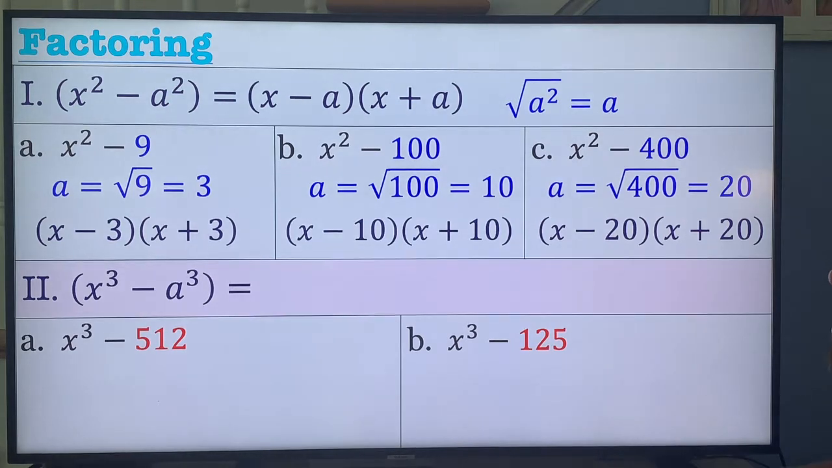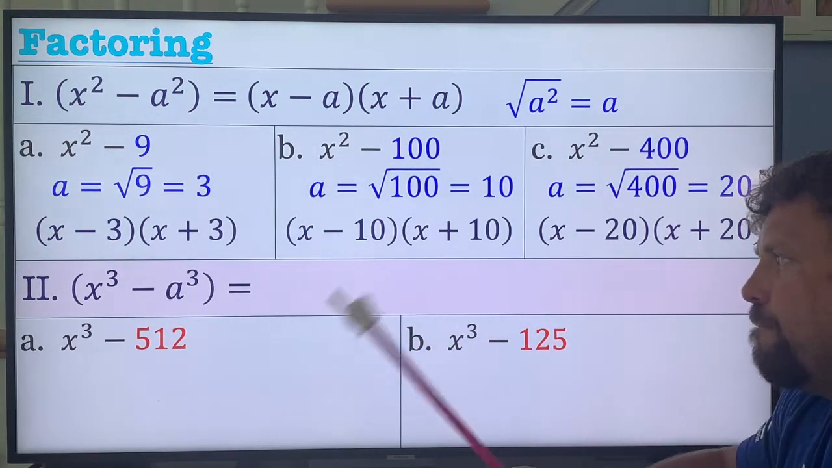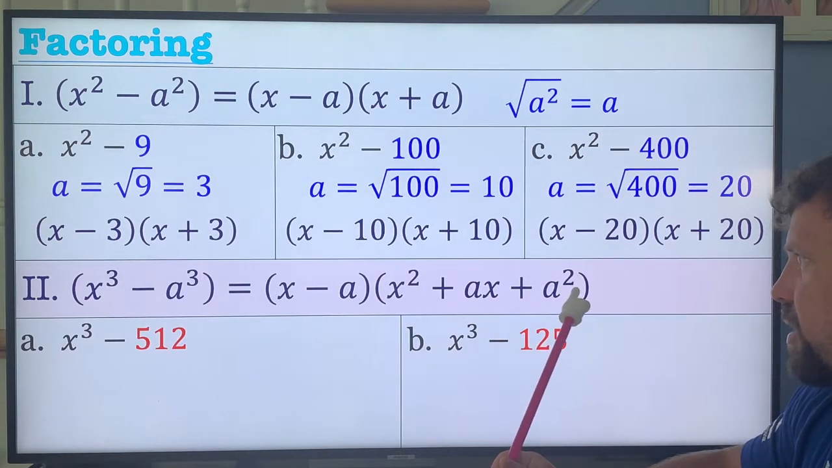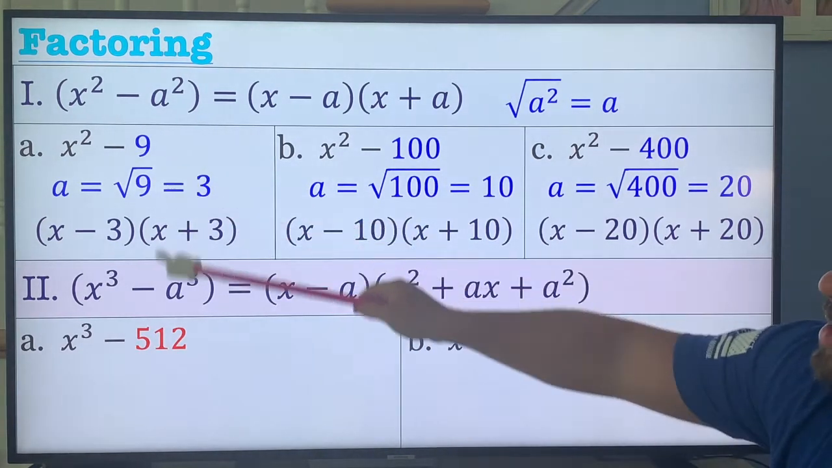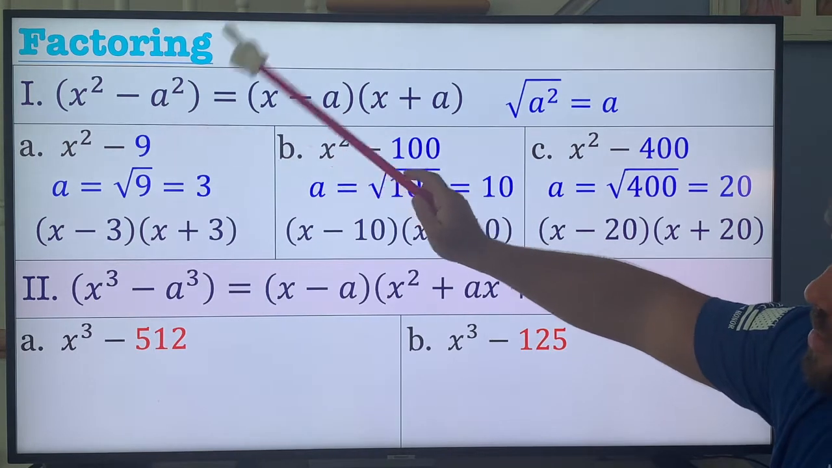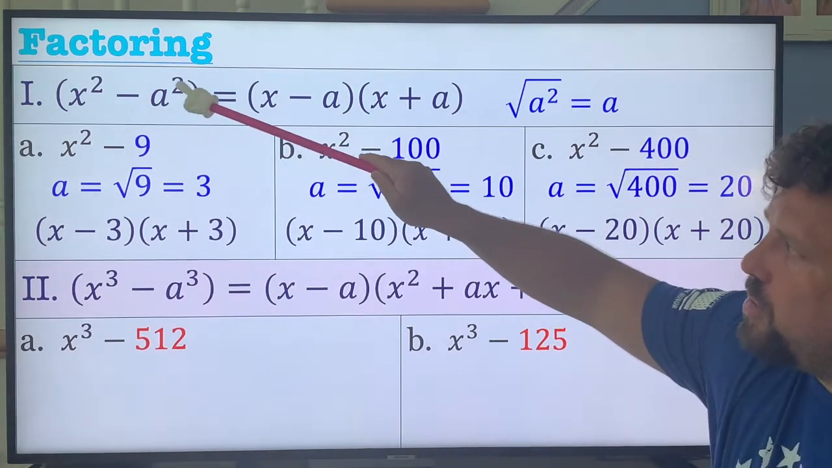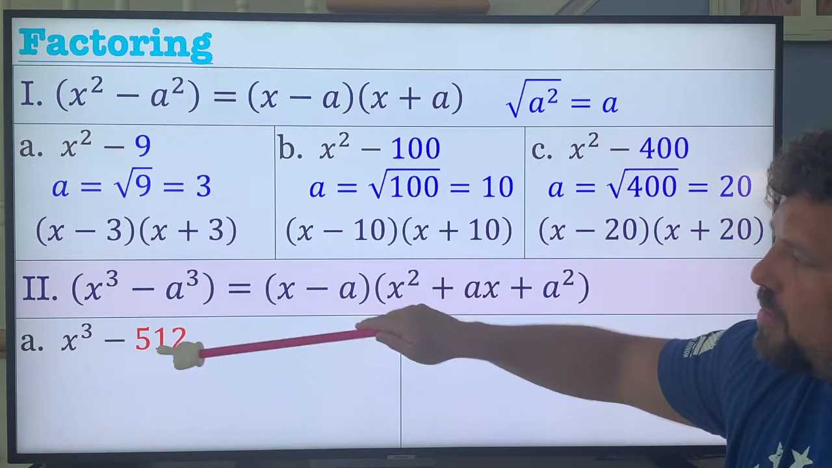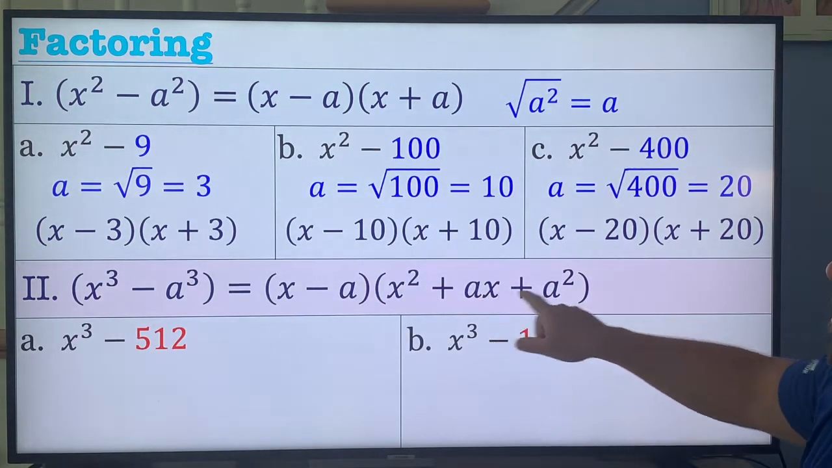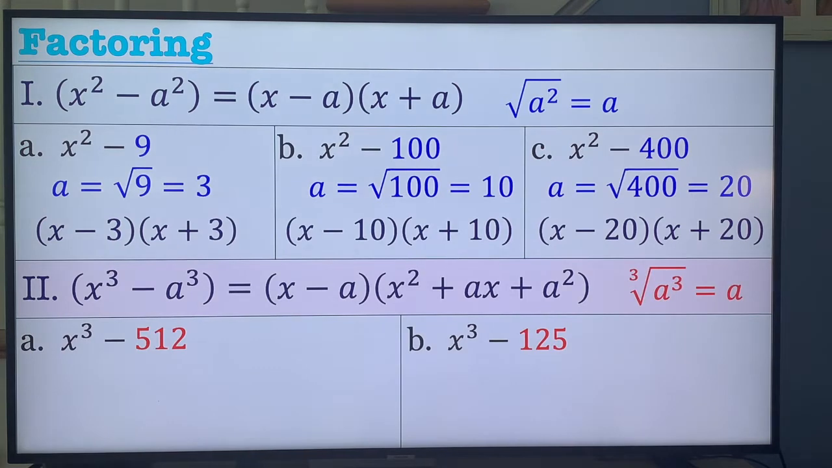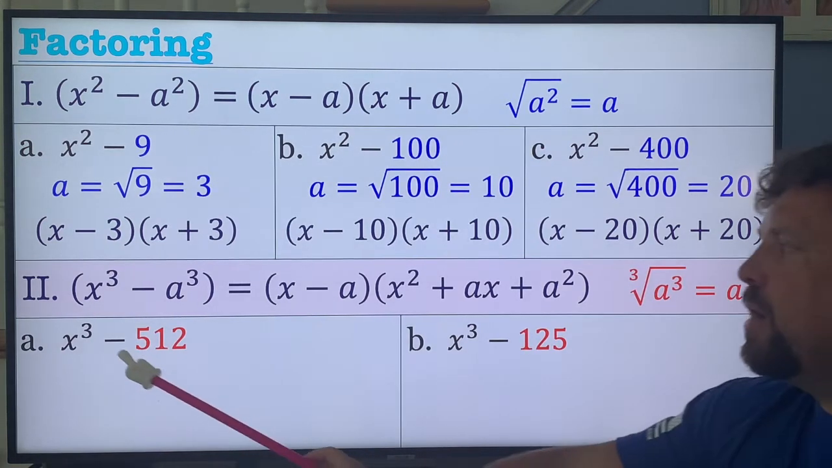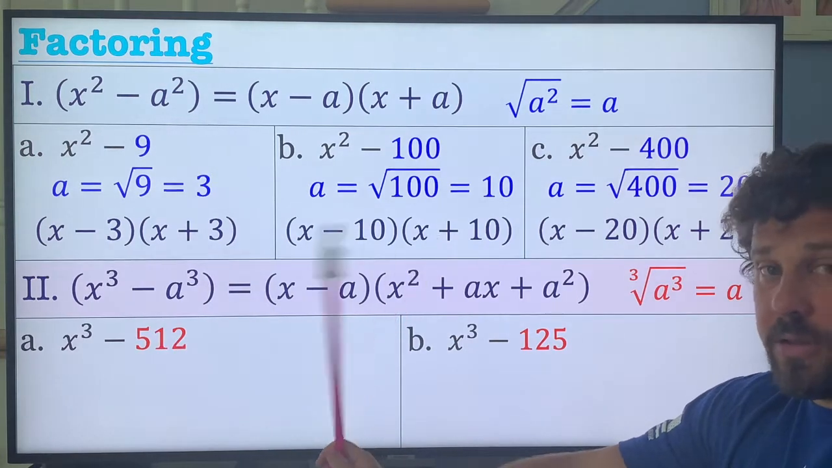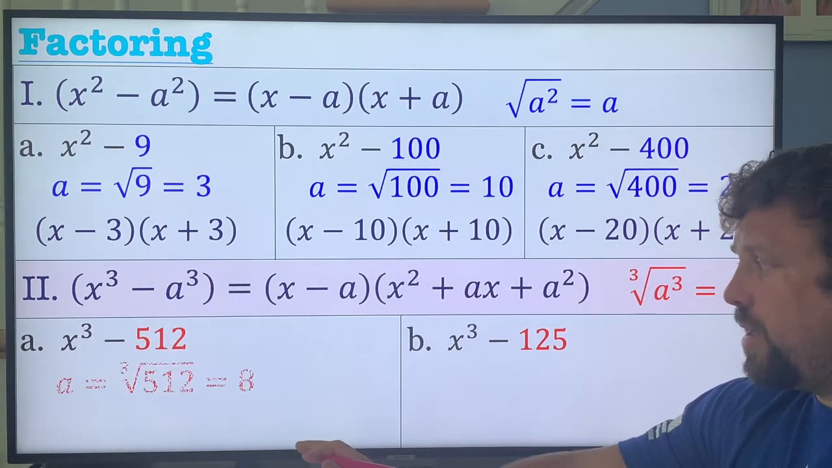Gotta remember that. Gotta remember the factor. Now, the cubed one, as I discussed before, this is x minus a, x squared plus ax plus a squared. And anytime you see a 1 here, it could be 1, okay? This could be 1, all right? Doesn't matter. So you're going to take the cube root of a cubed, which equals a. So I see a cubed. So let's see, does this have a cube root? If it doesn't have a cube, you can't do this. So I try to take the cube root of that.